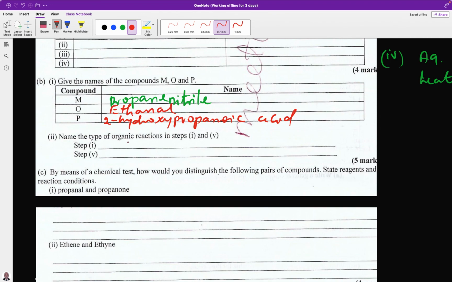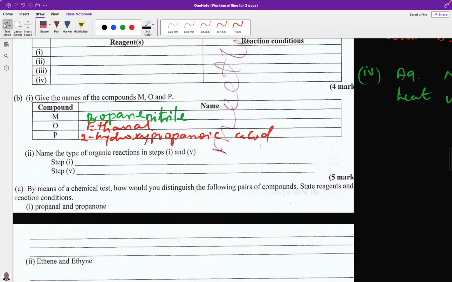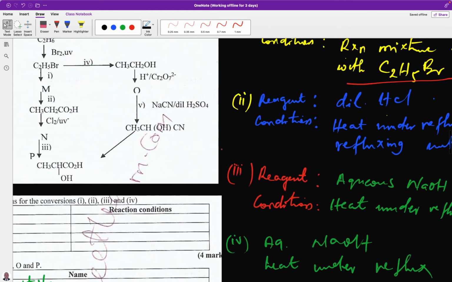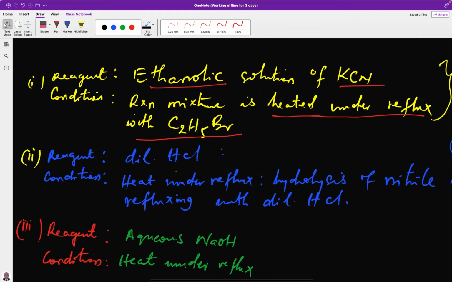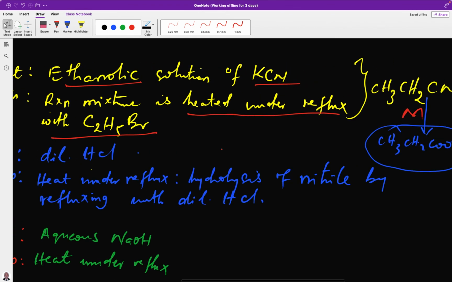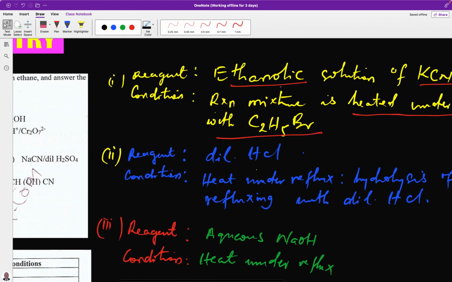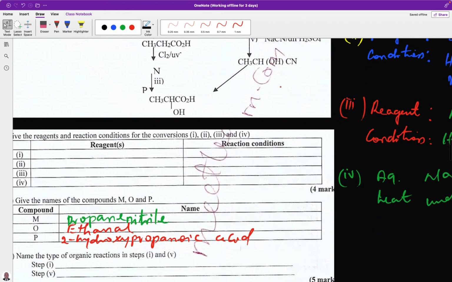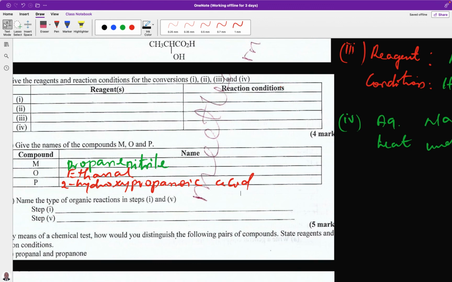Name the type of organic reaction in step 1. As I explained, I said substitution in 1. There was a substitution. A cyanide is used to substitute the bromine. And this cyanide is acting as a nucleophile by providing a lone pair of electrons. So it is nucleophilic substitution. In 1, we say it is nucleophilic substitution.